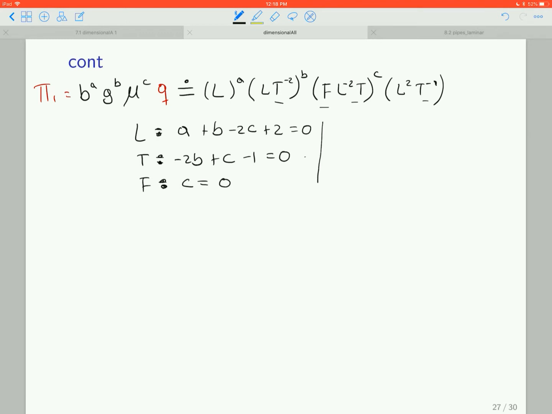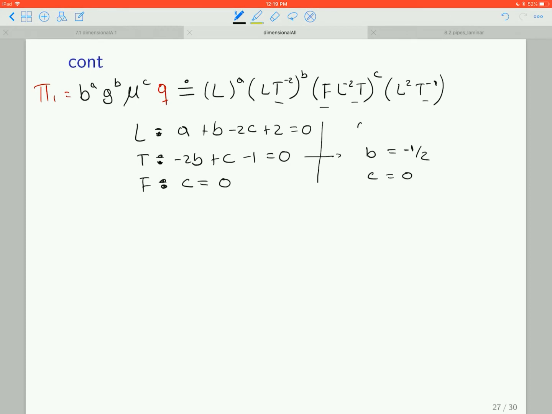Okay, so given C equal to 0, we can have from our second equation that minus 2B minus 1 equal to 0. So B has to be equal to minus 1/2. So C equal to 0, as was our previous result.